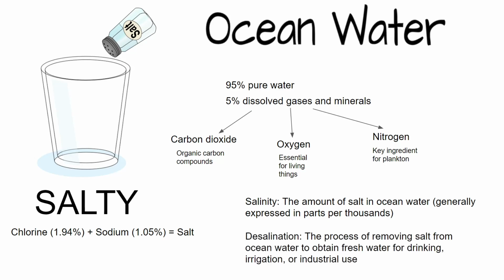Desalination is the process of removing salt from ocean water to obtain fresh water for drinking, irrigation, or industrial use. Countries that lack large fresh water supplies, for example, Saudi Arabia and the Caribbean nations, use desalination to get more drinking water. The oldest and most widely used method of desalination is distillation.